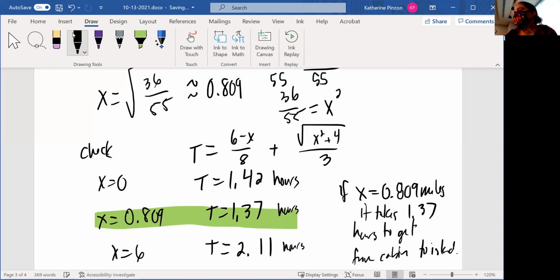island. Okay, I'm going to scroll back up to my picture for a second because I want to make sure we actually answered the question. Right? I don't think we did. I think we have close to an answer, but I don't think we have the whole answer. So if X is 0.809 miles, it takes a minimum of 1.37 hours to get from the cabin to the island.